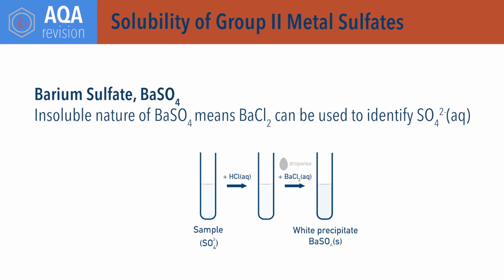The solution must be acidified to ensure any carbonate ions present in the solution are removed. Otherwise, they would also combine with the barium ions, forming barium carbonate, BaCO3, also a white precipitate. Meaning if a white precipitate formed, you wouldn't know if it is from sulfate ions or carbonate ions.